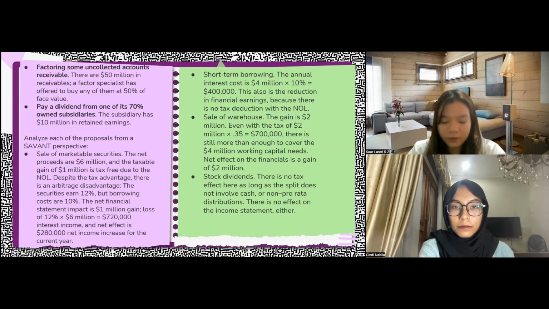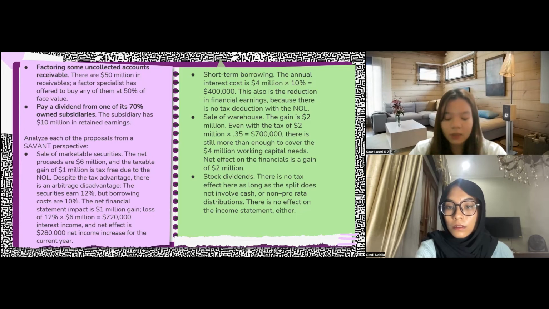The fourth option is factoring some uncollected accounts receivable. There are $50 million in receivables. A factor specialist has offered to buy any of them at 50% of face value. And the last option is to pay a dividend from one of its 70% owned subsidiaries, where the subsidiary has $10 million in retained earnings.